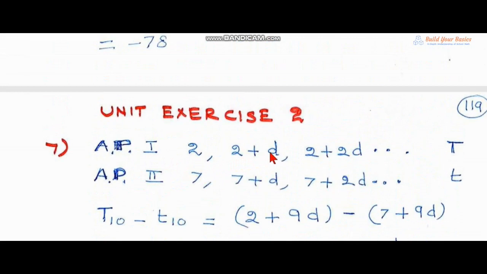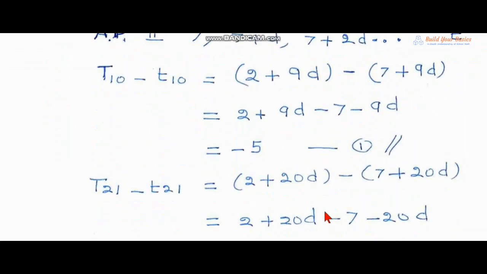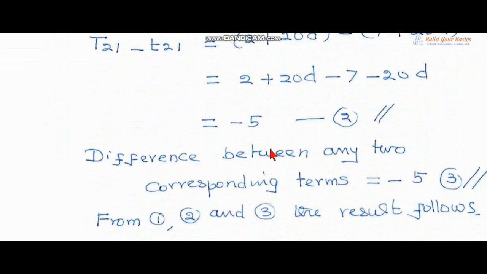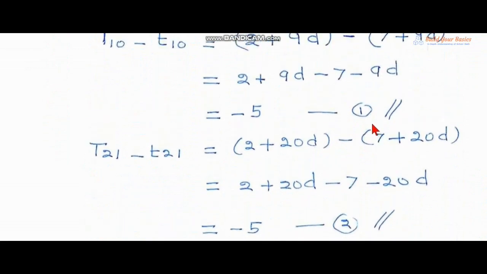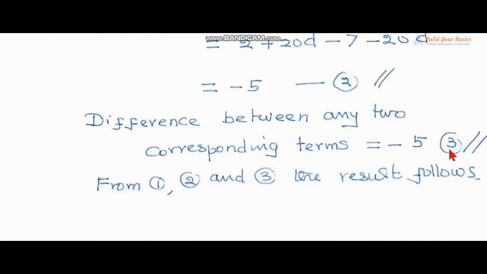2 plus D minus (7 plus D), that is also minus 5. 2 plus 2D minus (7 plus 2D), that's also minus 5. So the difference between any two corresponding terms is also minus 5. Equation 1, equation 2, equation 3 show the required result. That is what we expected to prove has been proved.